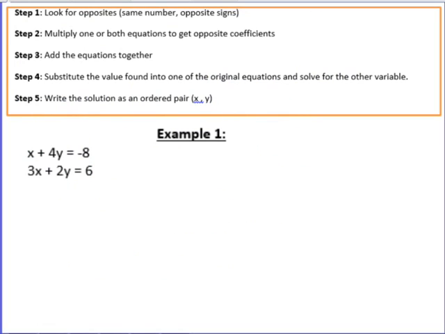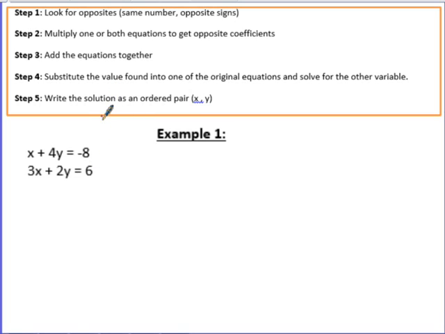Alright, in the first example, the opposites were already done for us. They existed in the equation. In the second example, we just had to multiply by -1. Sometimes, if you look at this case, I don't have the same numbers. I don't have opposite signs anywhere. So sometimes you have to multiply by something other than just -1.